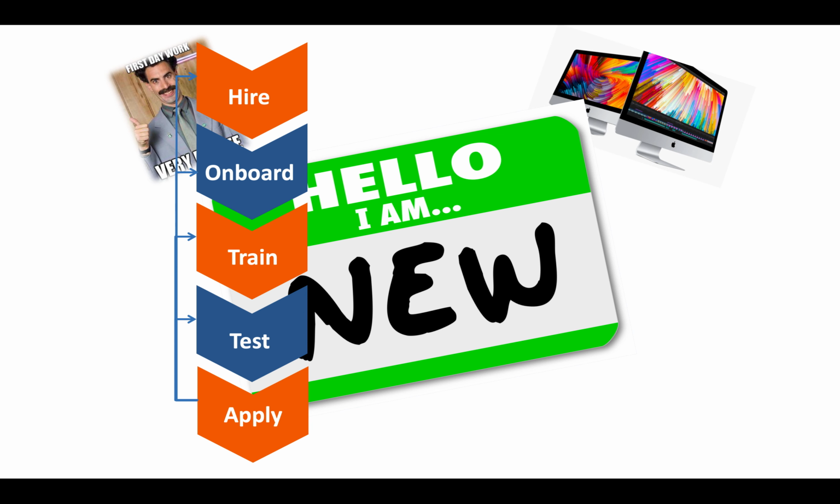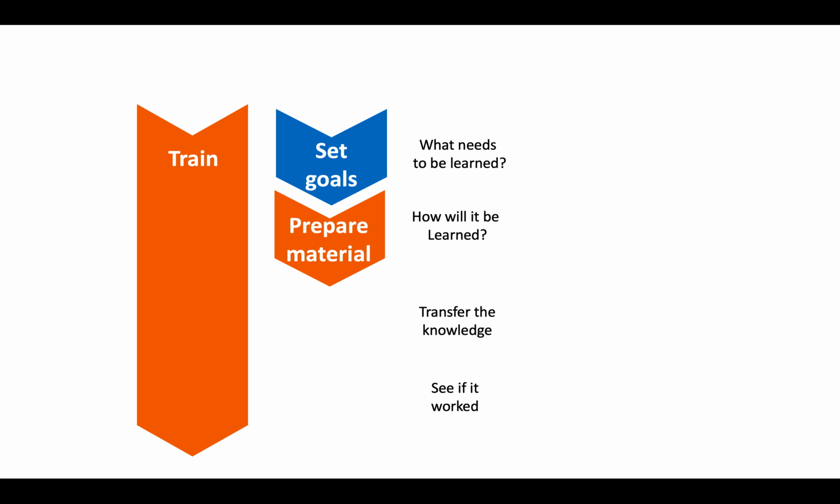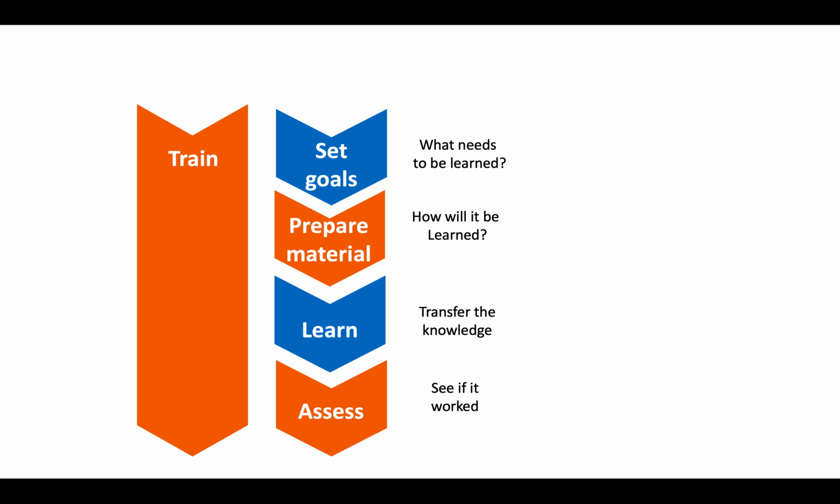What do you think will be different? Well, not a lot actually. So you get the data, you select the model, you train the model, you test the model, and then you apply the model. Very similar steps, and you take a step back if needed. You can take this even a step further. For instance, if you're focusing on training, you ask yourself the question, what needs to be trained? How will it be trained? You transfer the knowledge and you see if it worked. Yeah, so you set goals, you prepare material, you learn the material, and you assess the material. And if somebody flunks the exam, then you take a step back.